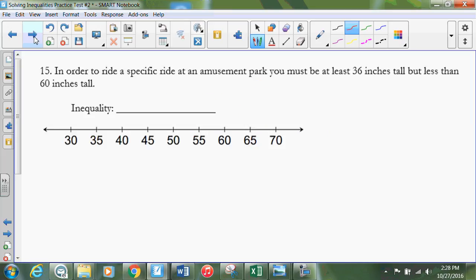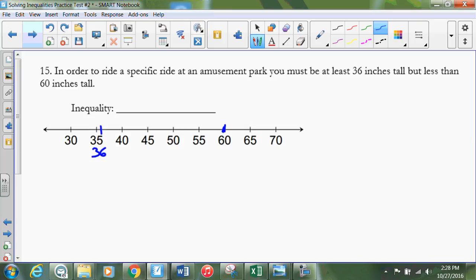All right, and the last section of the test is about writing inequalities. So 15 says, in order to ride a specific ride at an amusement park, you must be at least 36 inches tall, but less than 60 inches tall. So there's a couple different ways you can go about it. Since the number line is here, and they give us these numbers, we're going to have to put in some extra ones, like, okay, that's 36, and then it goes all the way to 60. All right, there's 60. I can tell that I'm going to be somewhere in between 36 and 60, right?